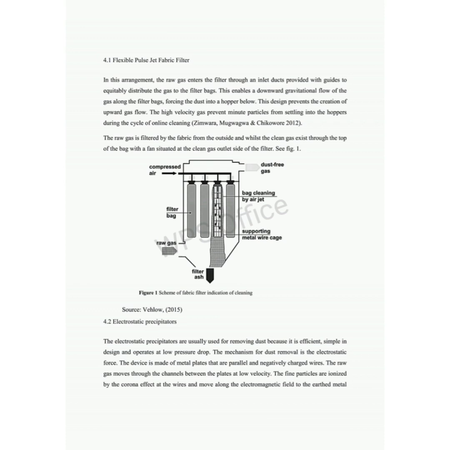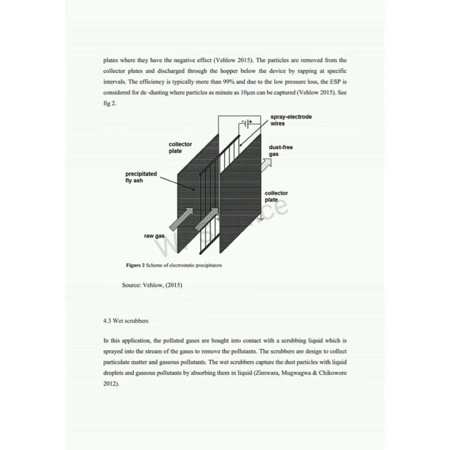The particles are removed from the collector plates and discharged to the hopper below the device by rapping at specific intervals. The efficiency is typically more than 99%, and due to the low pressure loss, the ESP is considered for de-dusting where particles as small as 10 micrometers can be captured.